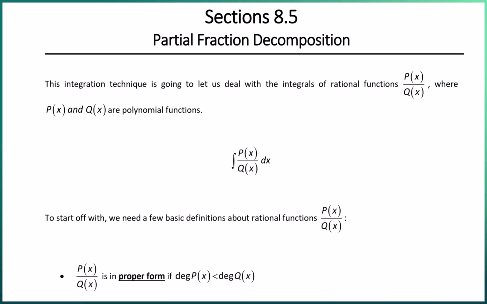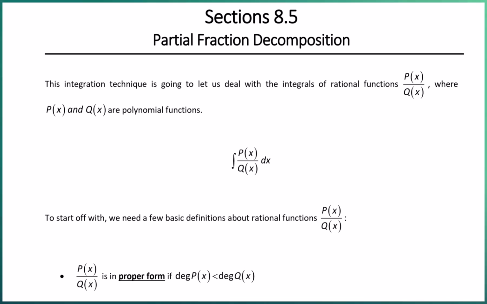In this section, we are going to talk about rational functions, p of x over q of x, where we have two polynomial functions, so a ratio of two polynomial functions. And we are going to break them apart in what is called partial fraction decomposition, and then we're going to integrate each of those partial fractions based on their composition, based on what they look like.